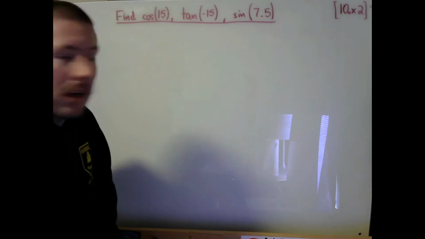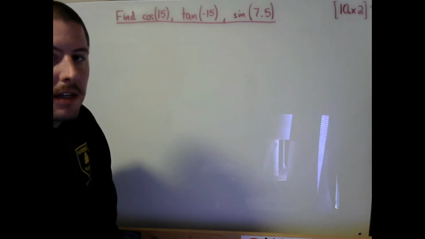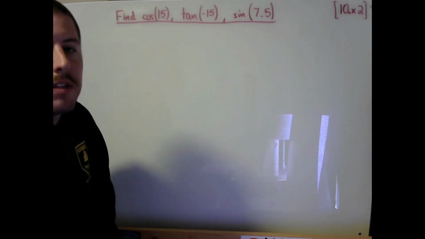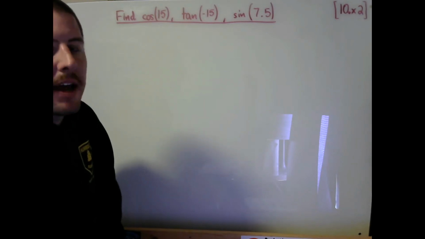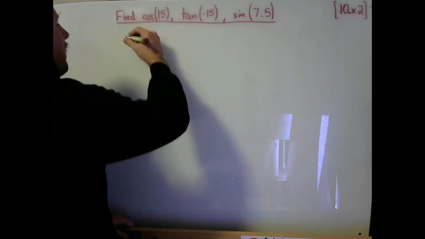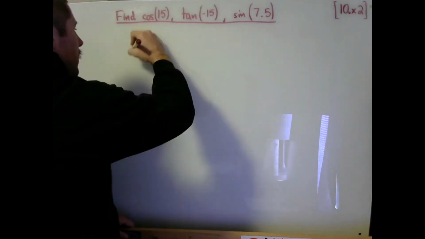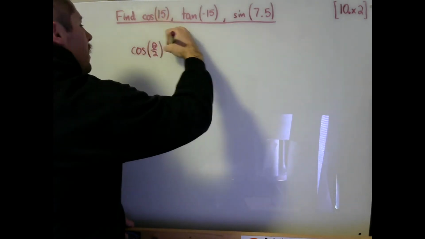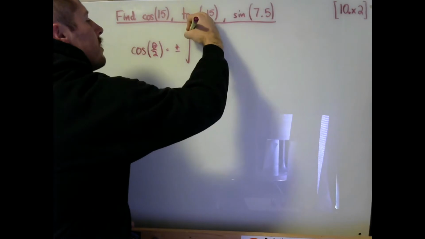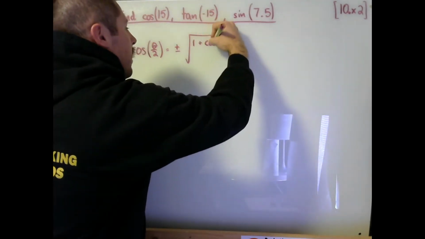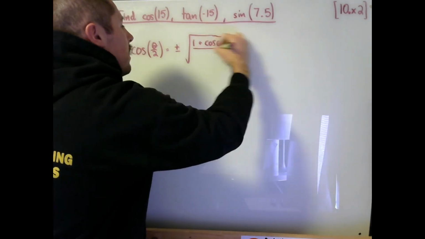Importantly, it seems to me that 15 is half of 30, and I do know all of my trig values associated with an angle of 30 degrees. Therefore, it seems reasonable to me that I would like to use the half angle formula associated with cosine. We've derived in the notes that the half angle formula for cosine is plus or minus the square root of (1 plus cosine of theta) divided by 2.